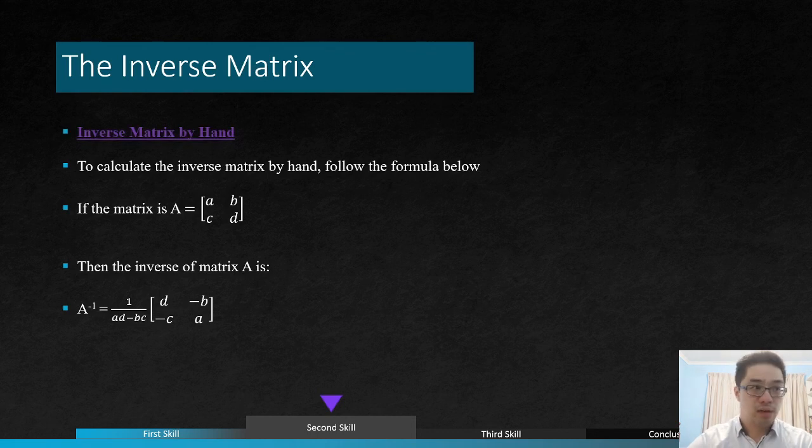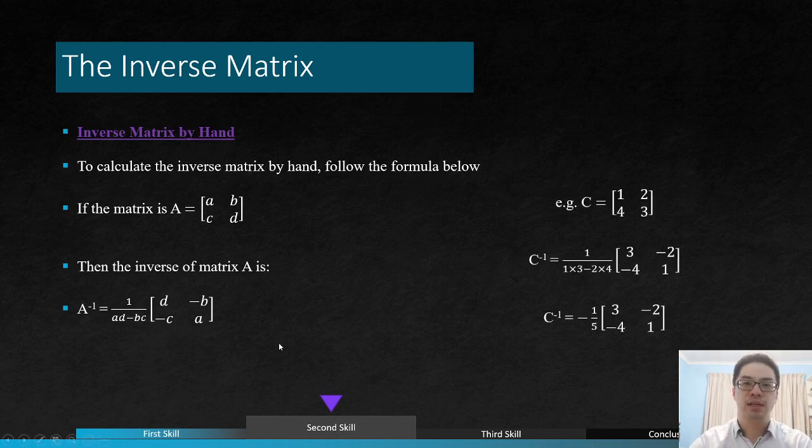In order to calculate the inverse matrix by hand, you need to follow the formula represented here. If matrix A is a, b, c, d, then the inverse of matrix A will be 1 on ad minus bc, and then the matrix. This was a 2 by 2, so the result is still a 2 by 2. The a and d switch, as you can see, and the b and c get an extra negative sign. So if b was originally -3, you attach another negative to it, so it will make it +3.